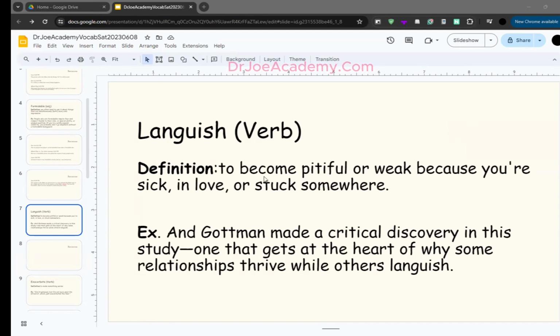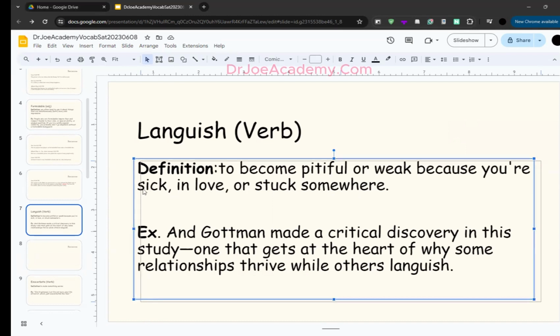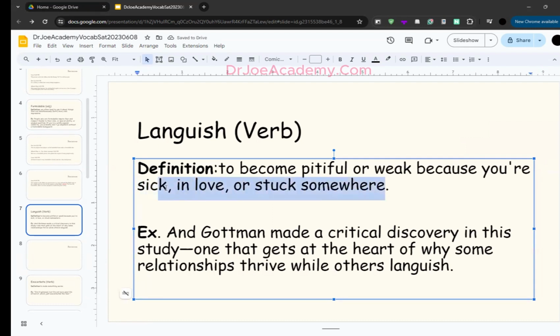Great job, Alina. So the word languish is a verb when you become a bit weak or a bit pitiful. So you make others want to pity you or feel bad for you. And normally this is because of three specific situations. You're either sick, in love, or stuck somewhere. And that would make people want to feel bad for you. It makes you a bit weaker and things like that.